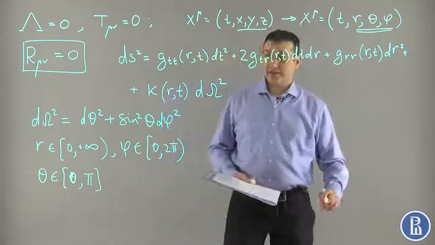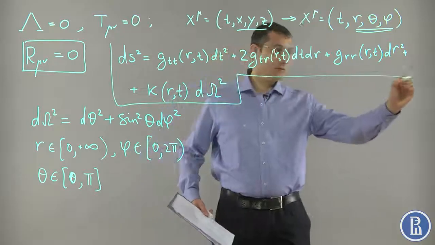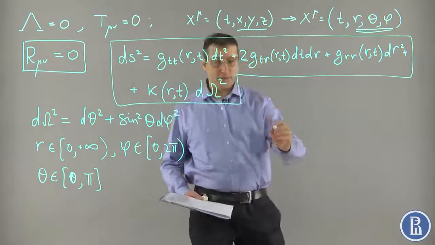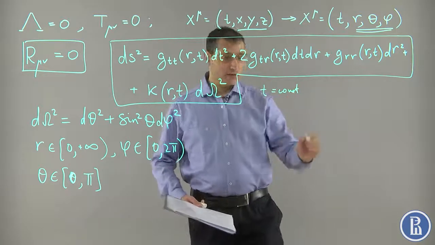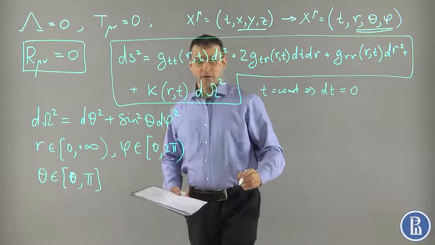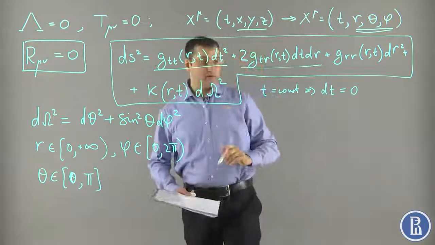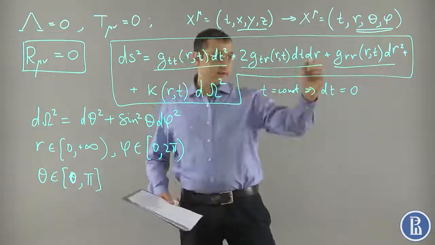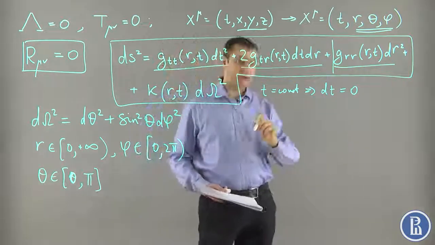And why does this metric respect spherical symmetry? Well, let's consider its time slice, meaning the t constant slice. It means that dt is 0. When dt is 0, this term drops off, because dt is 0. What remains is this thing, and this is the spatial part of the metric, so this plus this is the spatial part of the metric.